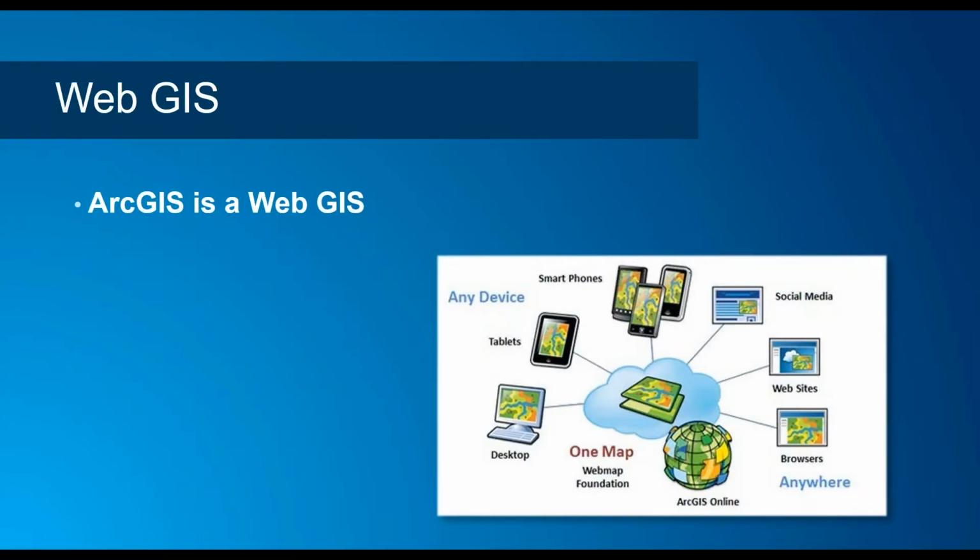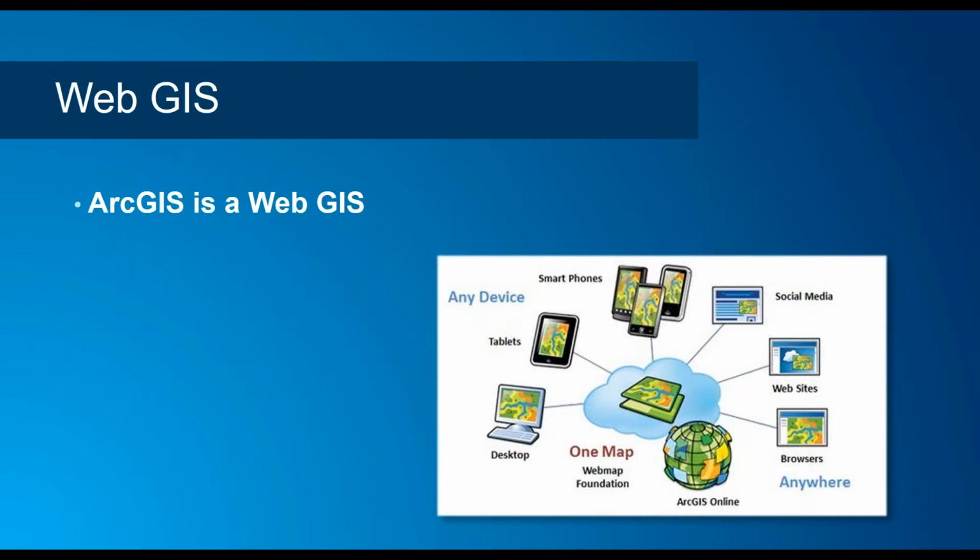Today we have WebGIS. The ArcGIS platform is a WebGIS. It is more than a desktop product. It's more than server or online. It's a platform consisting of many components that include desktop, server, online, as well as applications. With today's WebGIS, we can quickly get started, and then we can grow our GIS as our needs grow.